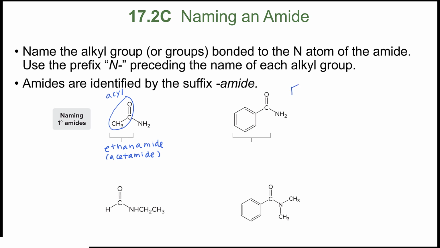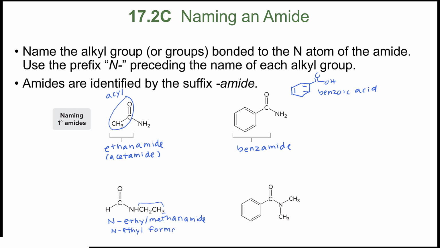This would normally be benzoic acid if it was a carboxylic acid. So we dropped the oic acid and ended in amide. If you have a group on the nitrogen, you start with the alkyl group here. So I use N. There's 2 carbons, so this is ethyl. And this would be N-ethyl methanamide. Or you could use N-ethyl formamide. That comes from the formic acid. And if you have 2 R groups, this will be N,N-dimethyl. And then instead of benzoic acid, this will be benzamide.